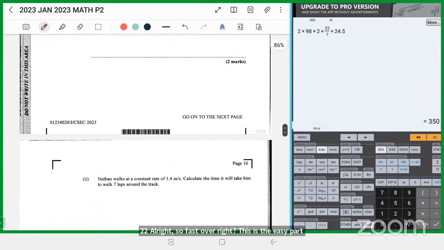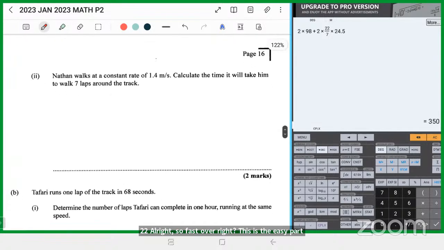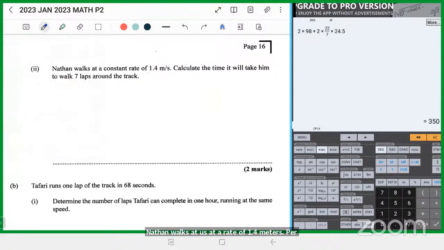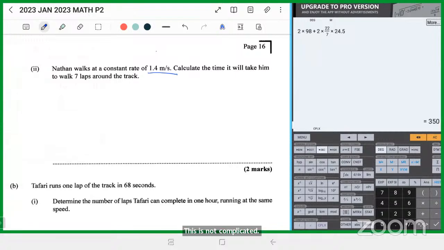Next part says, Nathan walks at a rate of 1.4 meters per second. This is not complicated. All it means is that every second he walks 1.4 meters. It can be done as a ratio, or as the speed equals distance over time relationship. It says calculate the time it would take him to walk 7 laps. So the first thing we need to know is the total distance of 7 laps. You can go for speed equals distance over time and then calculate the time taken to walk that total distance, or we can work this as a ratio and multiply up to the distance for 7 laps.